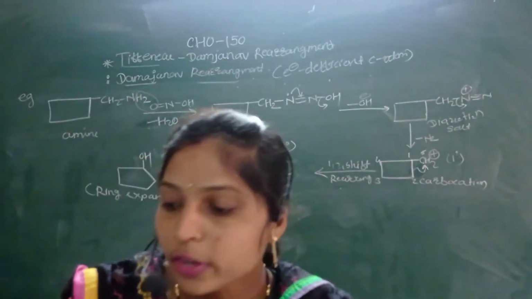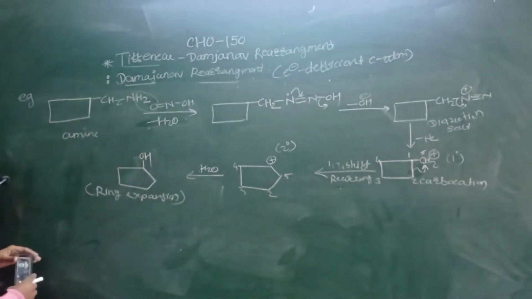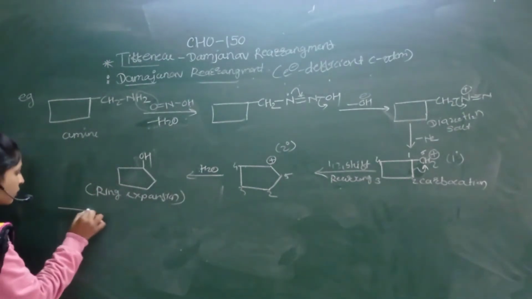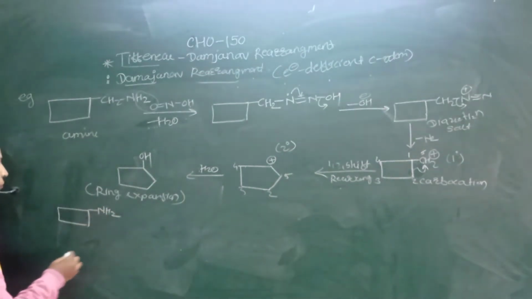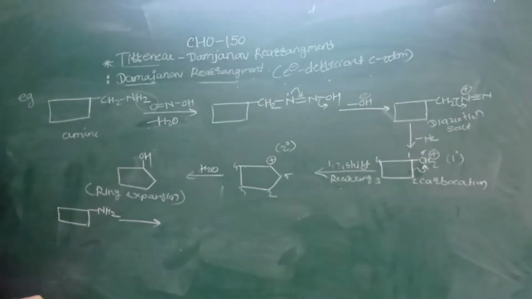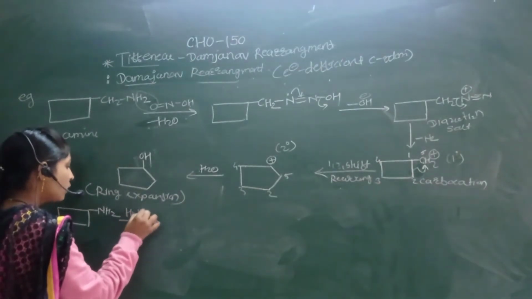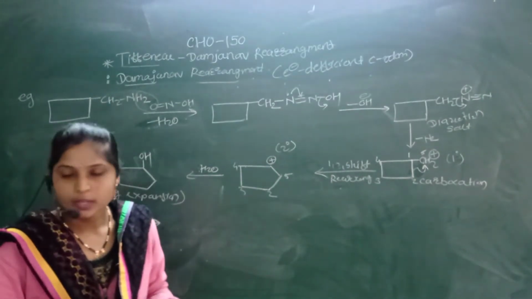So what is ring contraction? How does ring contraction form? We again take a four-membered ring with an NH2. Again, we write it with the diazonium salt, by reaction with HNO2, nitrous acid. So here is the formation of the diazonium salt.